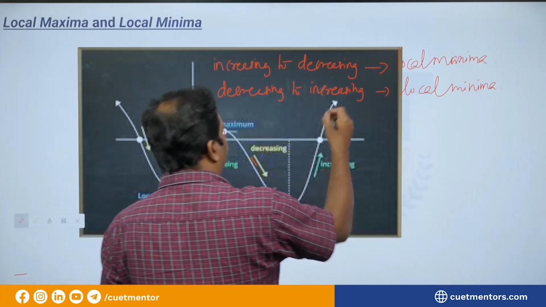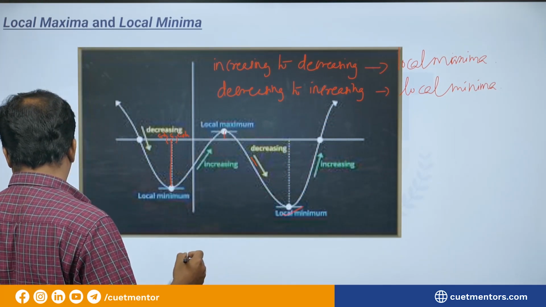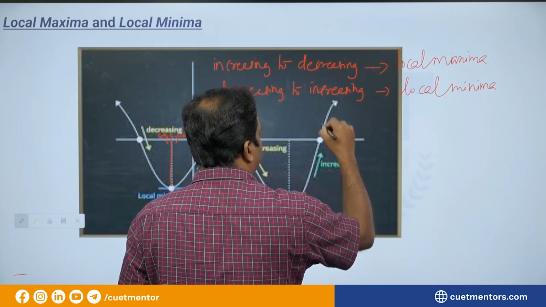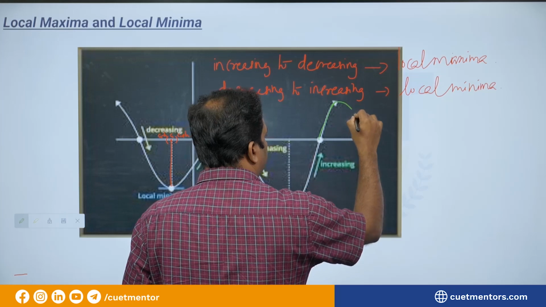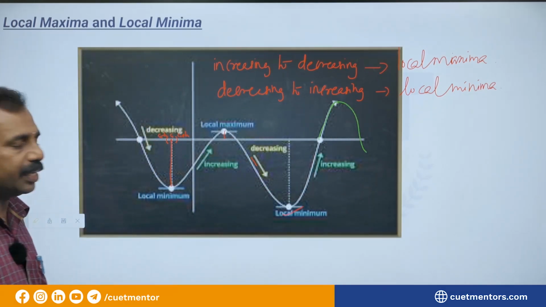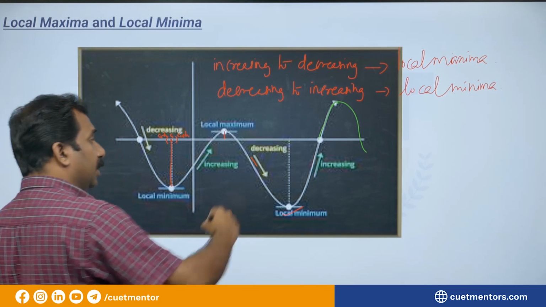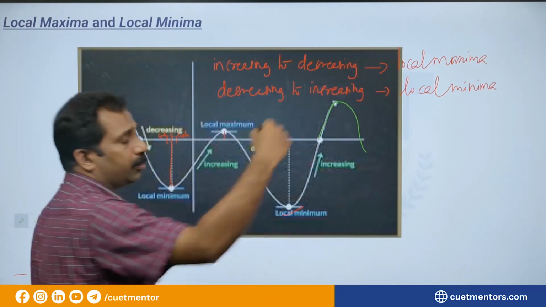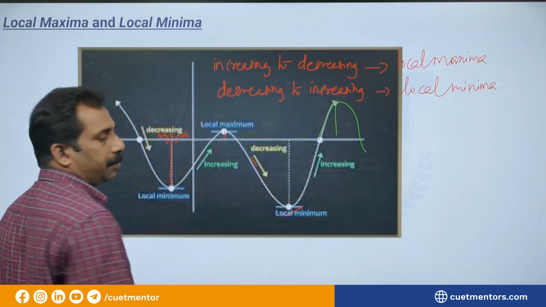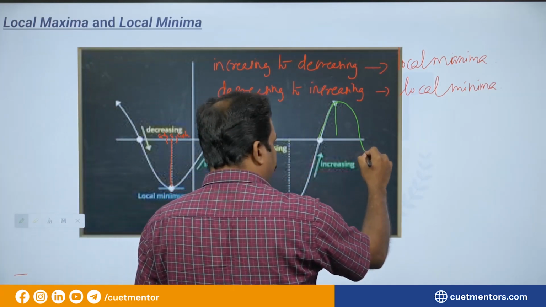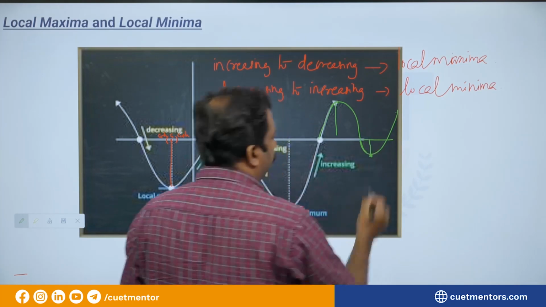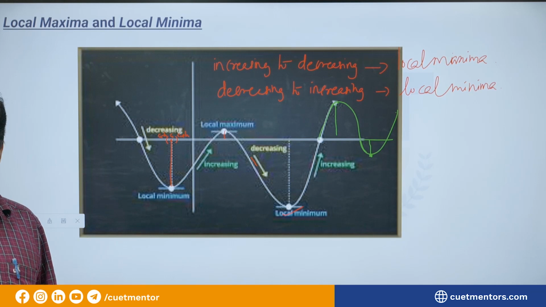Suppose the graph is going this way. From here, the graph is coming this way, then coming to here. Then at this point we get local maxima, because the function is increasing, then coming to decrease. So at this point, we get a local maxima. If it is going the other way, we can say that at this point we get a local minima.